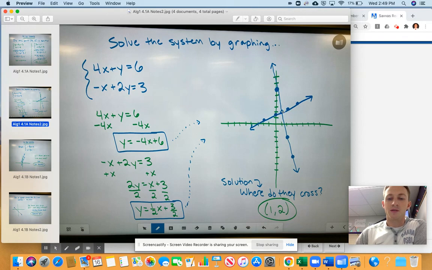And notice these two lines, if we look on Savvas, it'll be a little nicer than my drawing, but they intersect at the point (1, 2). So the solution to this system is the point (1, 2). If you plugged in a 1 for the x and a 2 for the y, you'd be good to go.